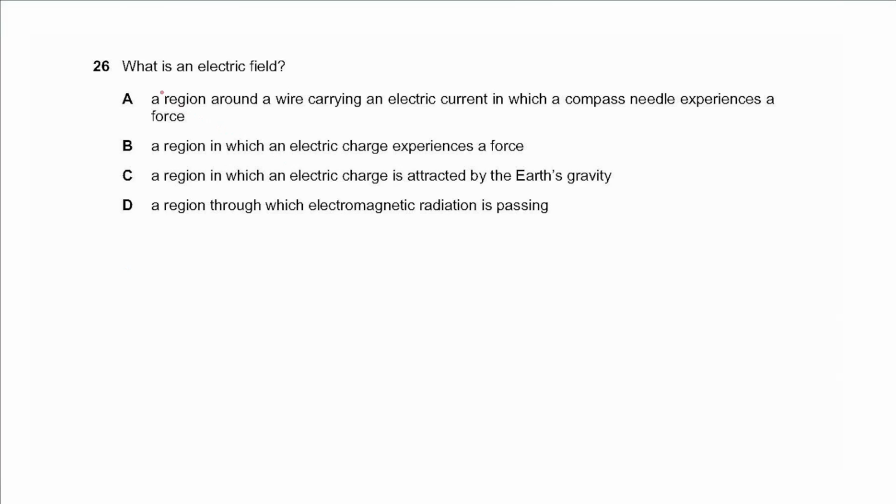Question 26 says what is an electric field? It is a region around the wire carrying an electric current. No, that would be a magnetic field. A region in which an electric charge experiences a force, yes. A region in which electric charge is attracted by the Earth's gravity, no, not gravity. A region through which electromagnetic radiation is passing, no. Electromagnetic radiation is an electric and a magnetic field together, so it's not an electric field alone. So the answer here is B.